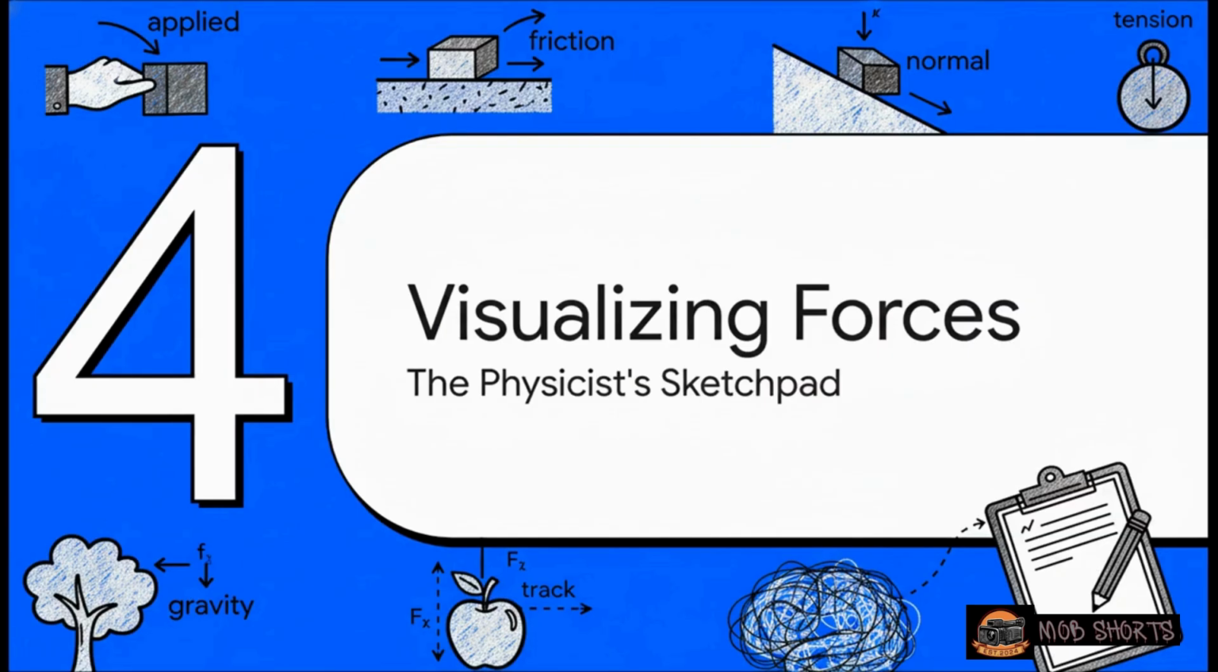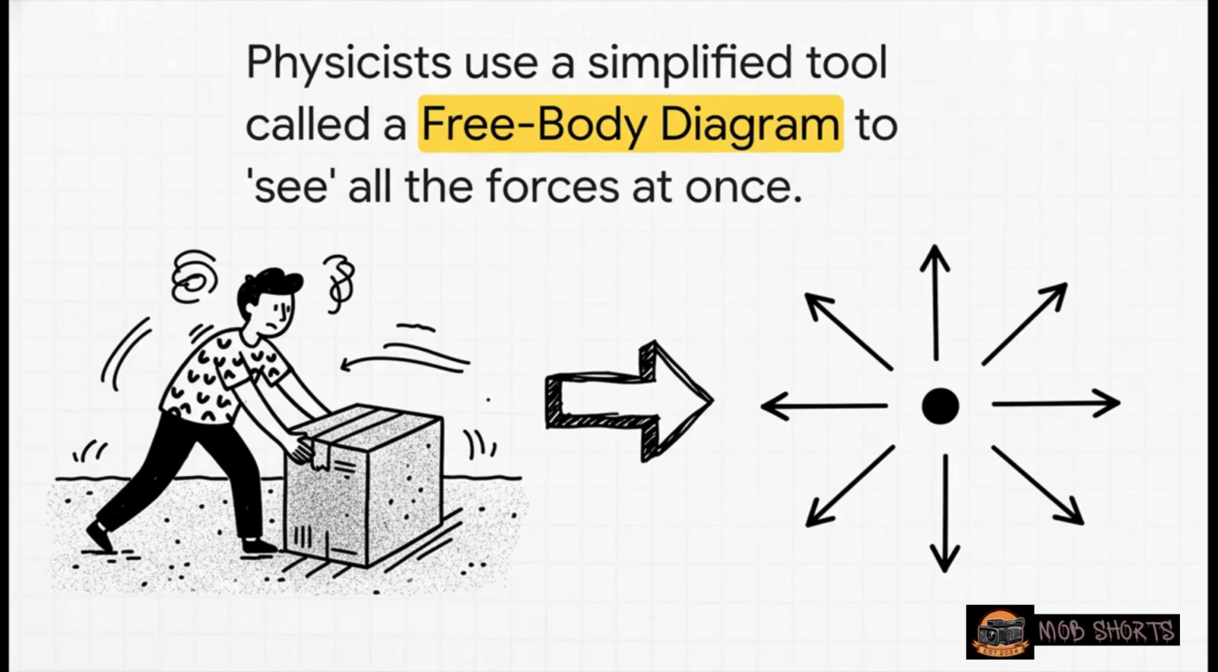Okay, we've got all these different forces flying around. Applied, friction, normal, gravity, tension. How on earth do we keep track of all of them when we're trying to solve a real problem? We need a tool, a way to visualize it. And that tool is the free body diagram. I'm not exaggerating when I say this is the single most important skill for solving force problems. It's how we cut through all the noise and just focus on the forces. This is the key that unlocks Newton's laws. Because once you can see all the forces, you can figure out the net force, the grand total of all forces, and that's what tells you exactly how an object is going to move.